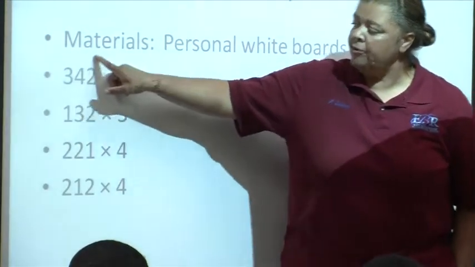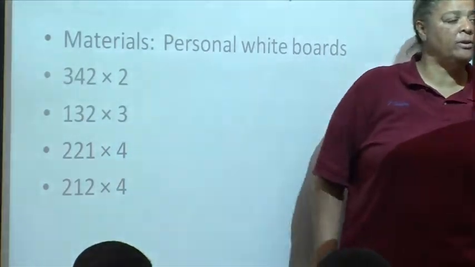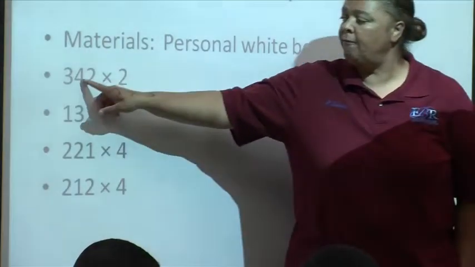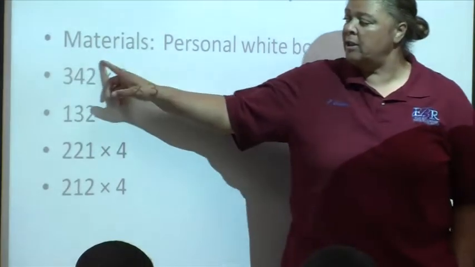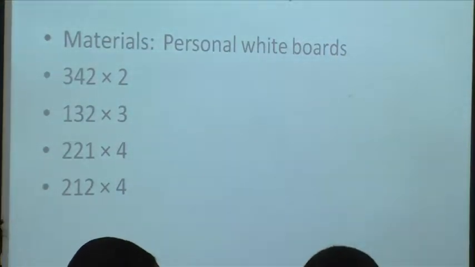So there'd be 300 times 2 equals 600. 40 times 2 is 80. 2 times 2 is 4. So my answer is 684.